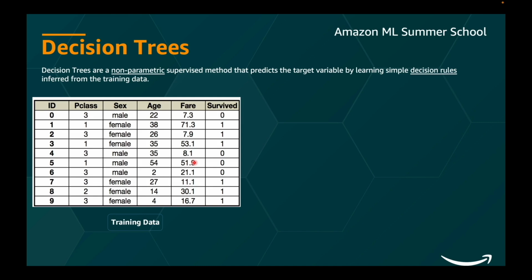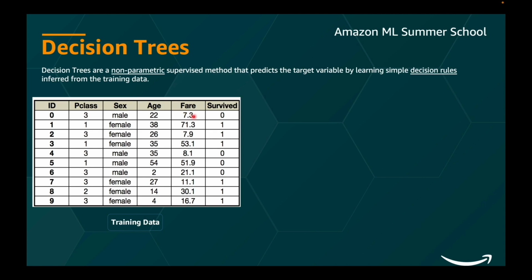So suppose this is my training data, and this is taken from the very famous Kaggle Titanic dataset. You can see over here I have 10 rows, and I have various features for each row. I have the Pclass, which is the ticket class. So this person was in third class, this person was in the first class seat, so on and so forth. The gender of the passenger, the age of the passenger, the fare, how much they paid for the ticket.